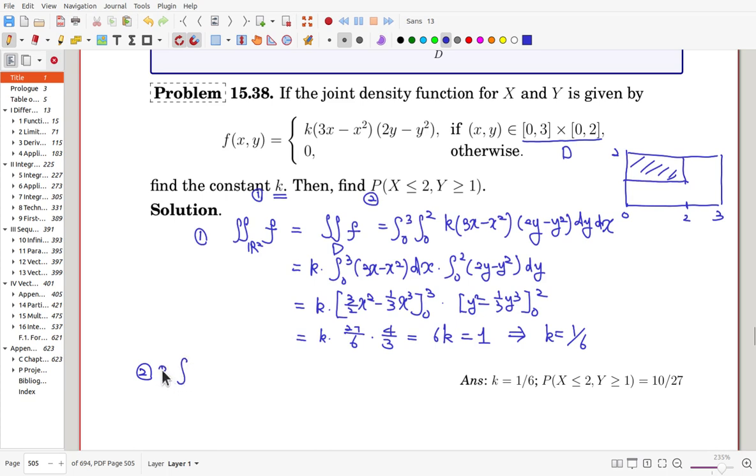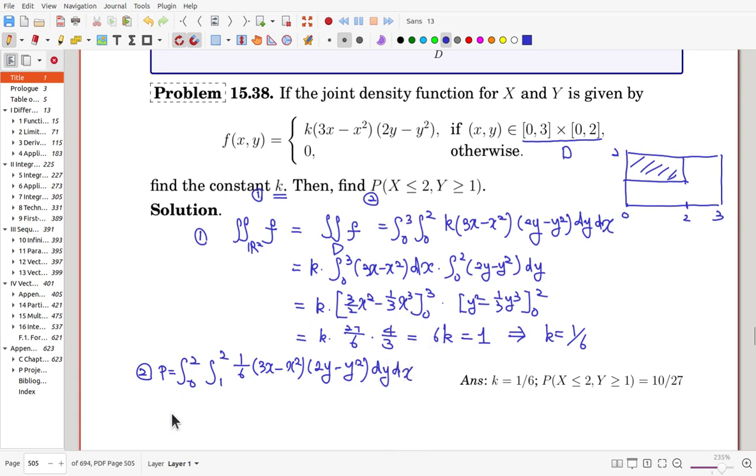That is now the integral. The probability is the integral in the x direction from 0 to 2, and in the y direction from 1 to 2. And we already know k is 1 over 6, and the x portion is 3x minus x squared, and now 2y minus y squared, from 1 to 2 in the y direction, from 0 to 2 in the x direction.